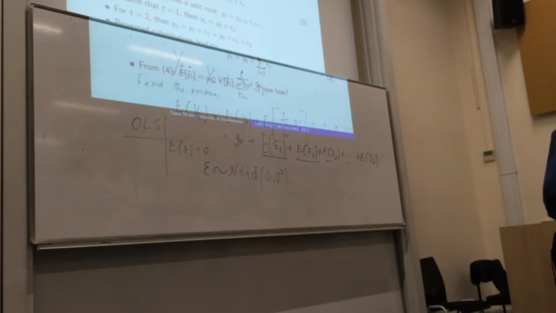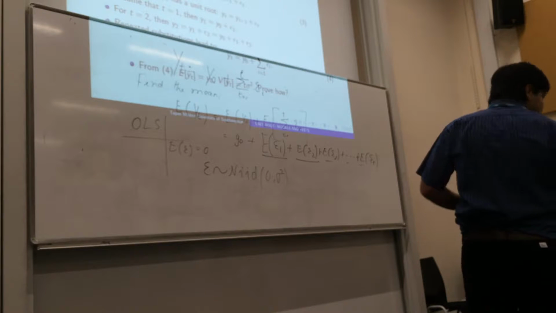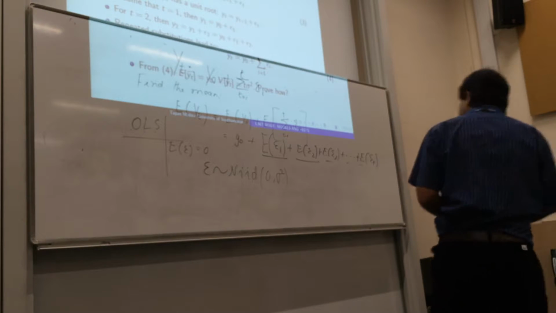For the sum of the error terms to be 0, you have to allow the model to have an alpha. Sorry? To have an alpha. Arjun? An alpha, or that should be 0. Oh yes. Yes, we can.